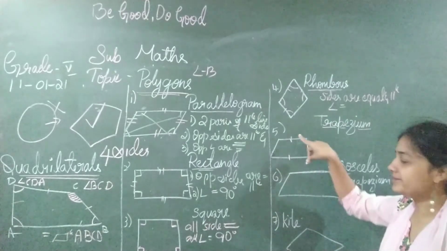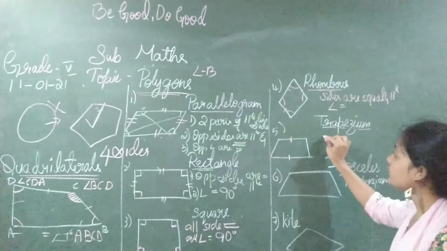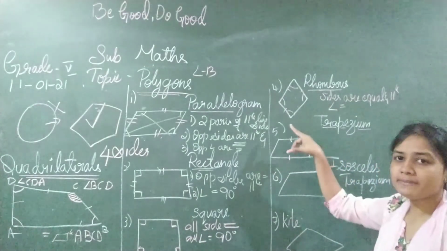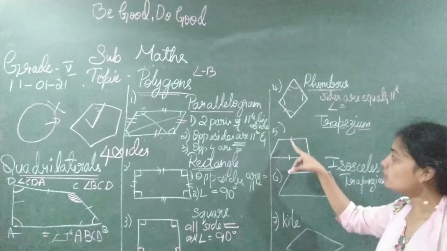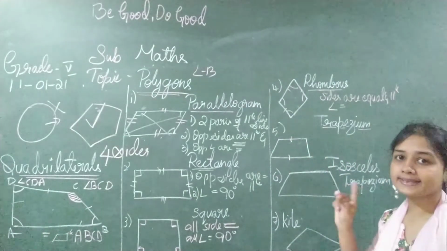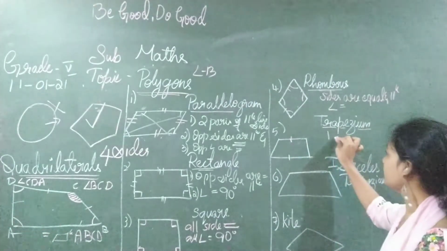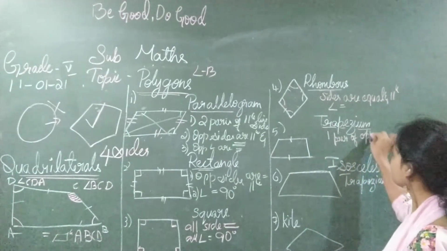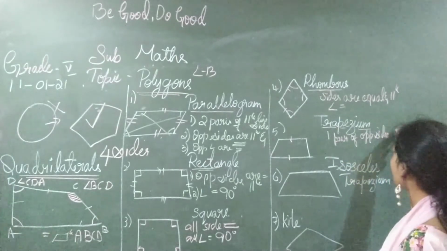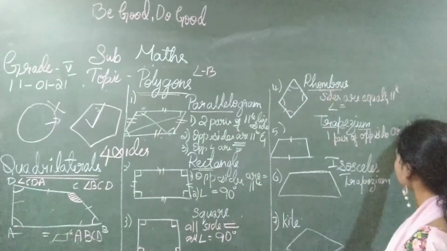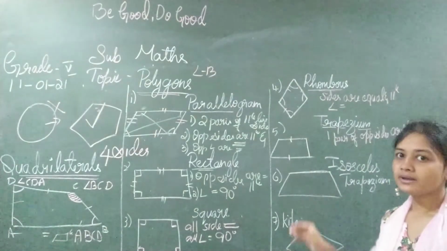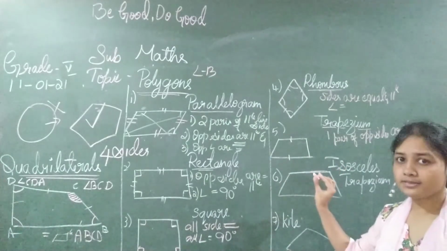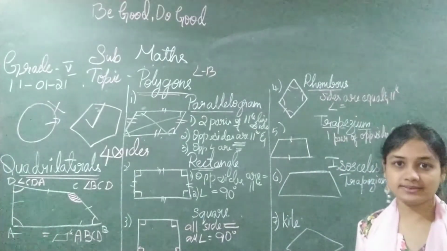See, these opposite sides are parallel. They don't meet each other. But these two sides are not like that. If we extend them, they may meet at some point. So only one pair of opposite sides are parallel, and nothing more to say about this. So this is trapezium. But you also have one special trapezium.